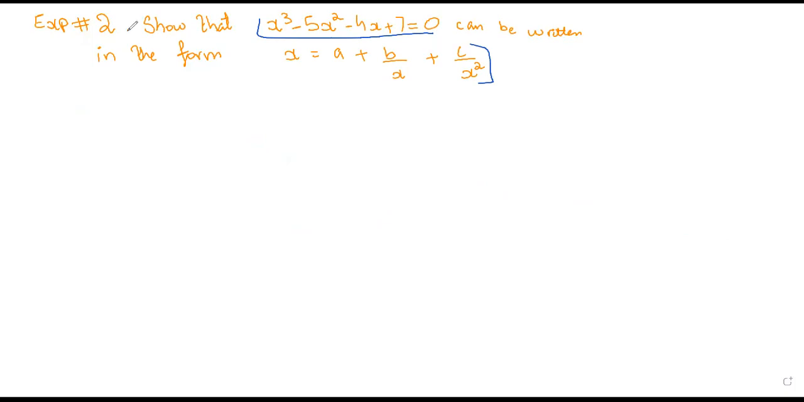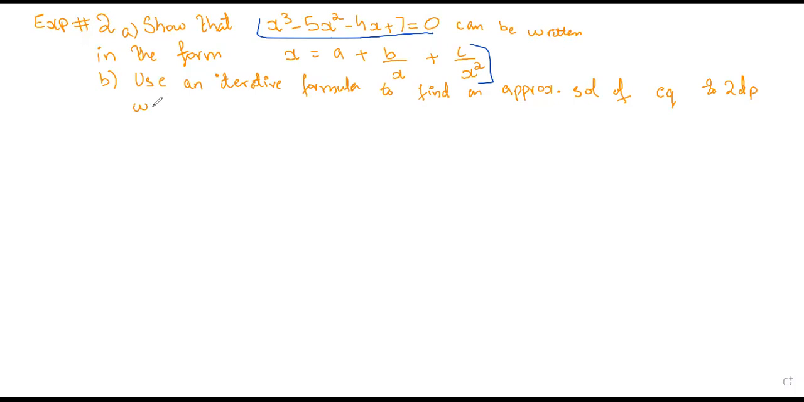This was the first part, and the second part is: use an iterative formula to find an approximate solution of the equation to 2 decimal places with x naught equals 1.